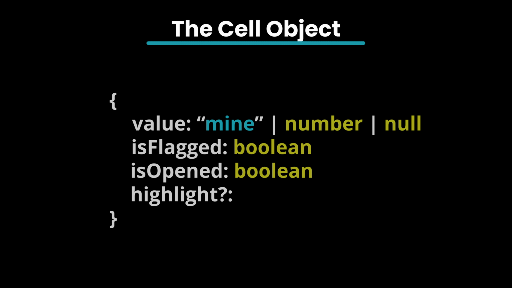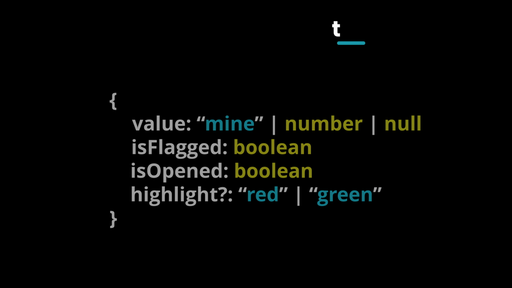And the last optional property is highlight. We use it to conditionally add CSS classes to each cell. We set it to red when the game is over when we clicked on a mine, or we set it to green on all mines when we win.